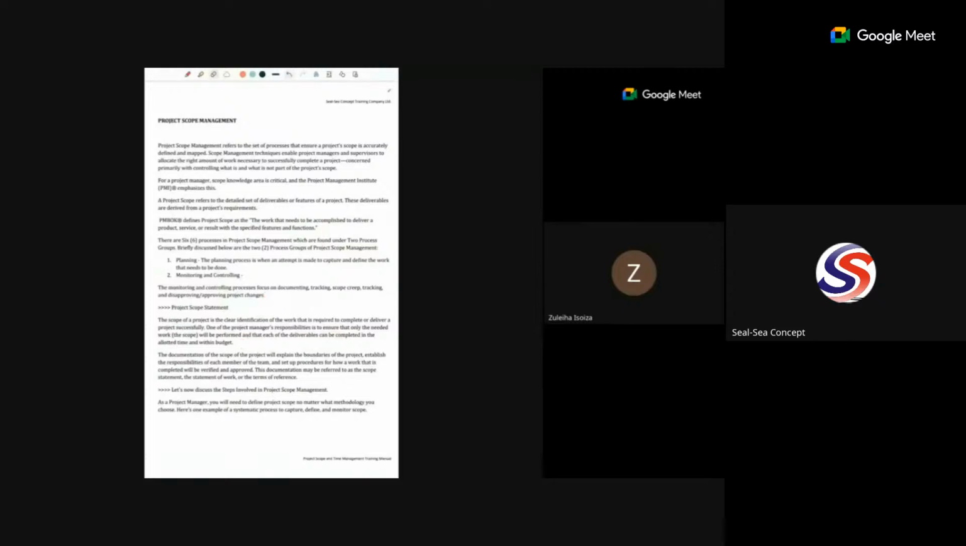refers to the set of processes that ensure that a project scope is accurately defined and mapped. That we will be able to actually discuss from the beginning: okay, what are the things that we need to do in this project? How do we actually deliver this project? This person says that he wants a blouse. Do we need to buy some additional materials? The material that she has given to us, will it be enough?